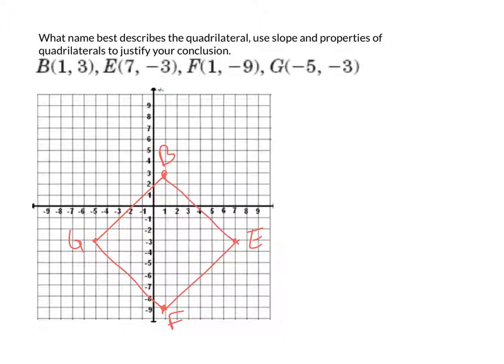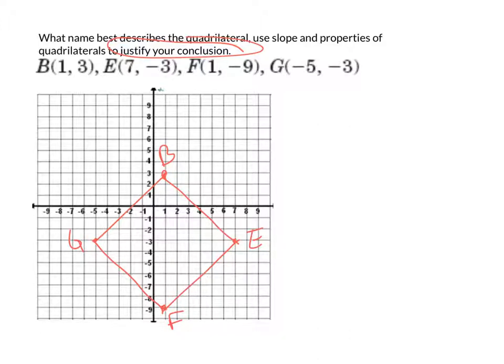Right off the bat, I'm looking at it, and I'm thinking this thing looks kind of like a square or a rhombus. That's just what it looks like at first, but I do need to justify my conclusion. What we mean by that is, take a look at slope, maybe even distance formula, to prove what it is. So how about we start out with slope?